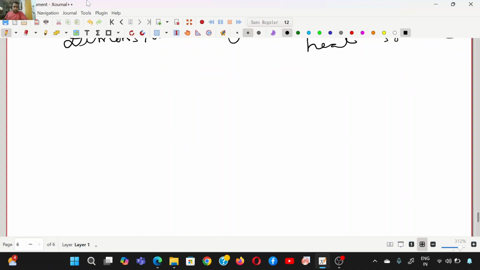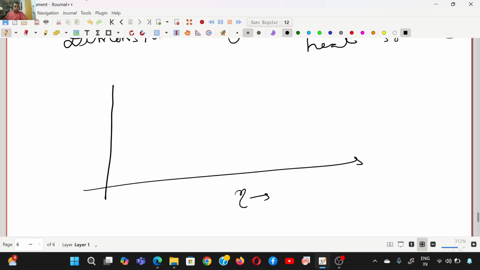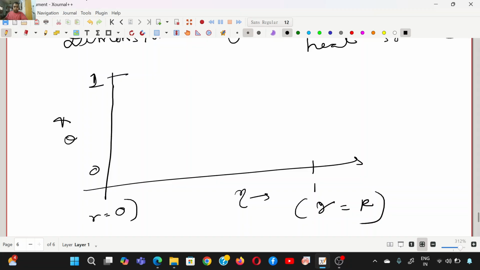Okay, now let us plot, say, theta in the x direction and eta in the y direction. Theta, as I already told you, can go from 1 to 0, or from 0 to 1. Eta is equal to 1 when r is equal to capital R, so r by R is just 1. And at the origin, r is equal to 0, so eta is equal to 0.